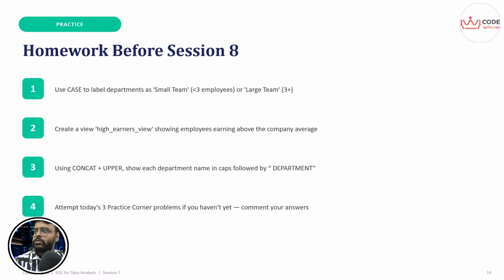The third one is use concatenation plus upper. Produce a column showing each department name in all caps followed by department and sales and other things. Okay. The third is also very easy. The fourth one is all three questions, practice it. I have given you the solution. If you have not, I have given the solution in the comment section, so make sure you follow those three practice questions, solve them at your end and try to match them with my solution.